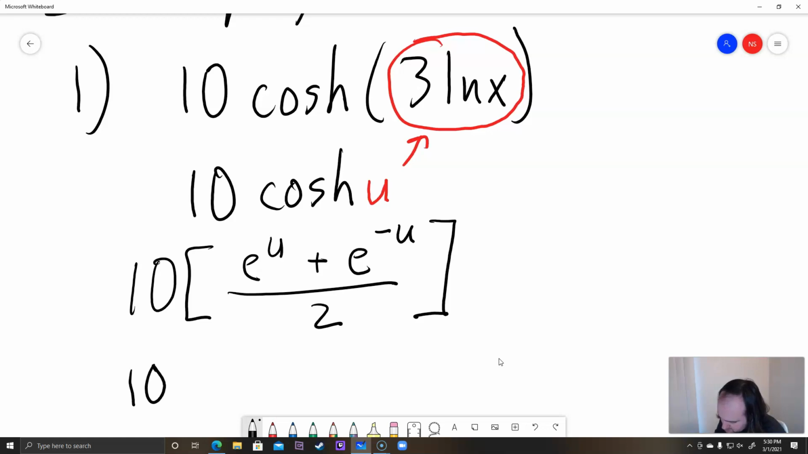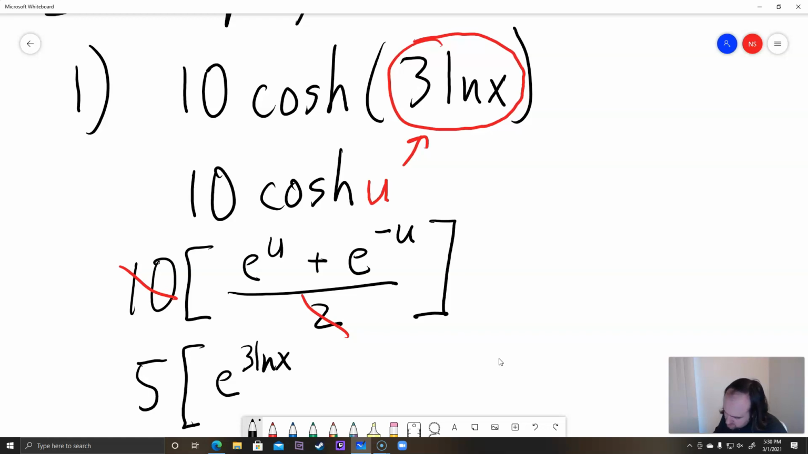Okay, so we have 10. Well, with the 10 and the 2, we can cancel those out. 10 divided by 2 is 5. So we're going to have a 5 out front. And then we're going to have 5 times e to the u, so that's e to the 3 ln of x, plus e to the negative u, so that's e to the negative 3 ln of x.